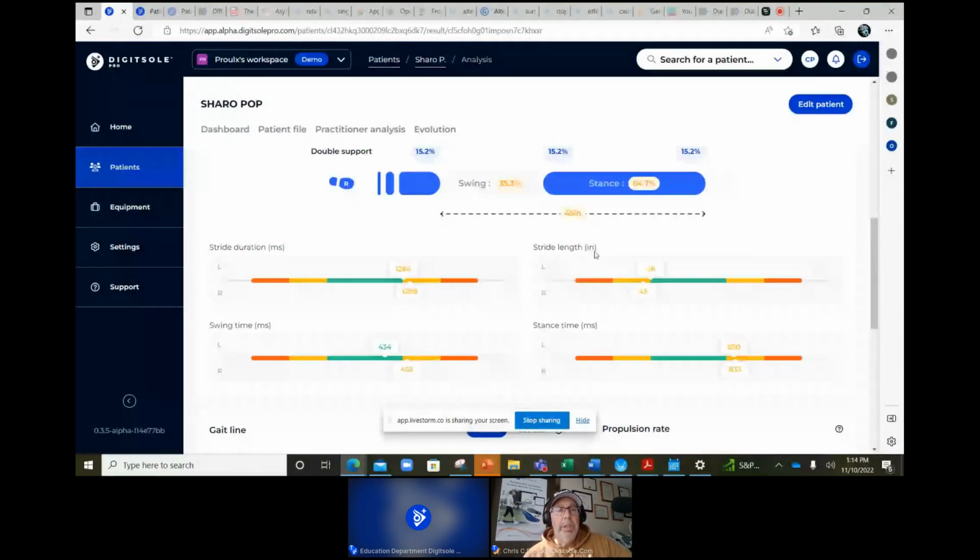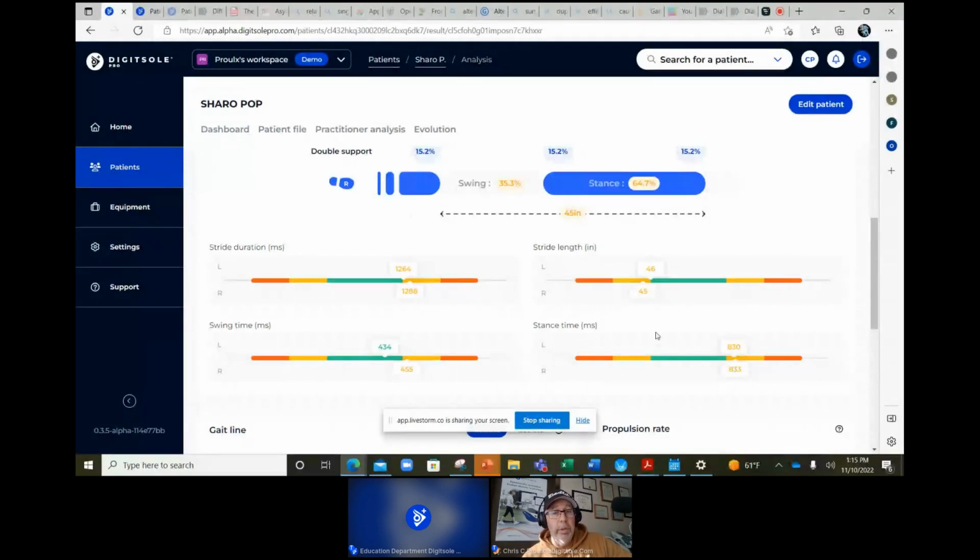So as we can see here, her stride duration is relatively long. And again, it's because she's walking slow. She's just on that edge of being within that normal. We see that her stride length is on the shorter side, which again, because of her speed, it's going to be shorter. And let me define that a little bit better too.